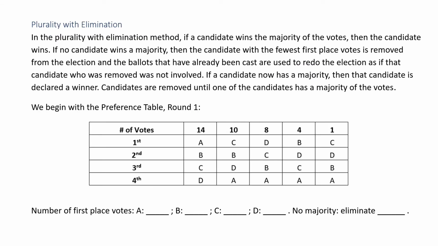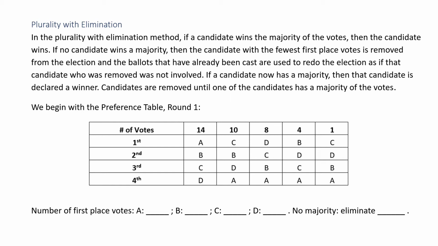Plurality with elimination. In the plurality with elimination method, if a candidate wins the majority of the votes, then the candidate wins. If no candidate wins the majority, then the candidate with the fewest first place votes is removed from the election, and the ballots that have already been cast are used to redo the election as if that candidate who was removed is no longer involved. If a candidate now has the majority, then that candidate is declared a winner. Candidates are removed until one of the candidates has a majority of the votes.